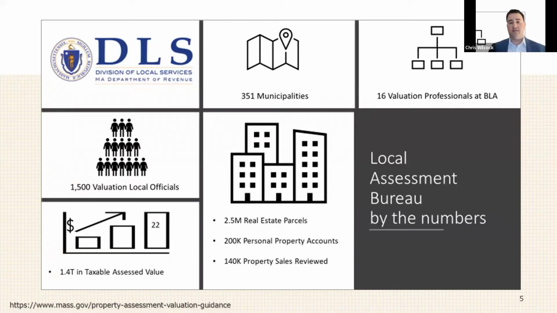When you look at Massachusetts and you're talking about real estate, we're talking about $1.4 trillion of taxable value. And for the most part, that's residential value, and that's values that are basically coming to us every year from all 351 communities in Massachusetts. So 2.5 million real estate parcels, roughly 200,000 personal property accounts. And as part of the process, we also look at roughly 140,000 sales in a given year.